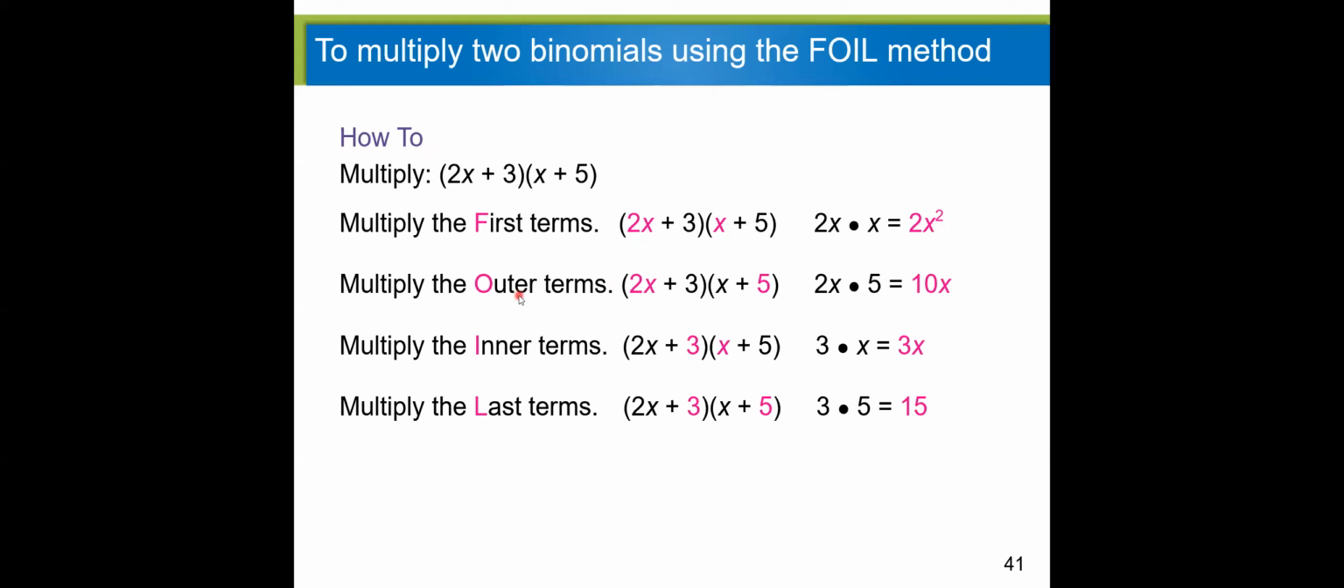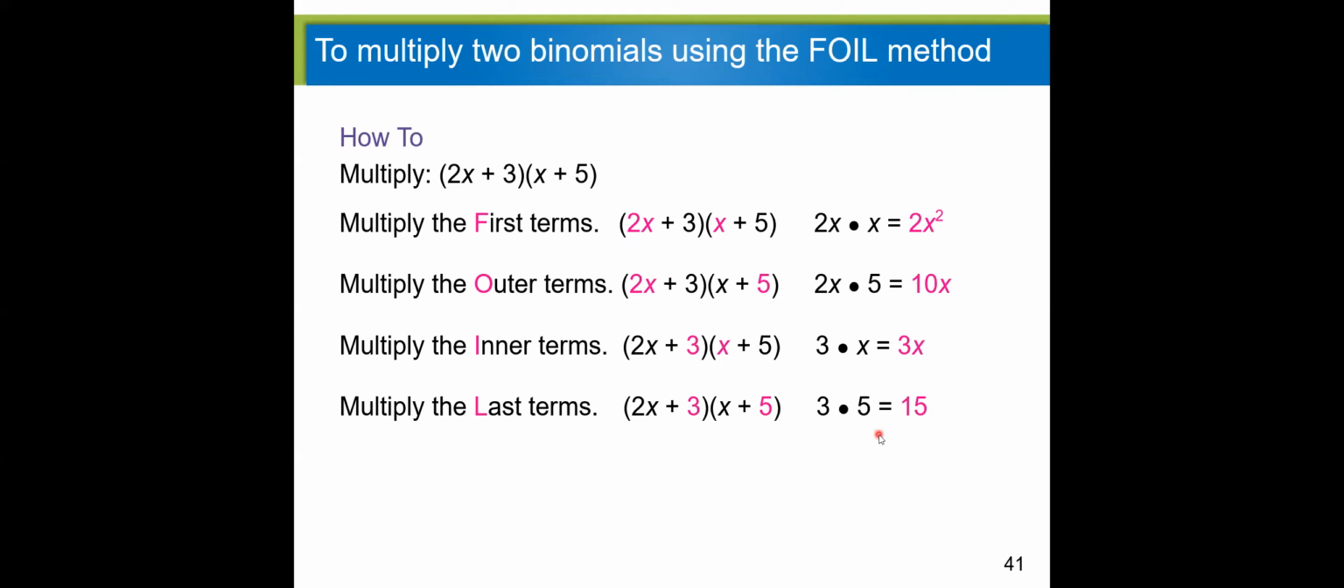The second term of your answer is going to be the outer parts of the binomials. This 2x and 5 are the outside parts of the equation. Multiply those two together, you have the second term of your answer. The inner terms, shown here, the 3 and the x, multiply those together, get the third term, and the last terms multiply together to get your last terms.